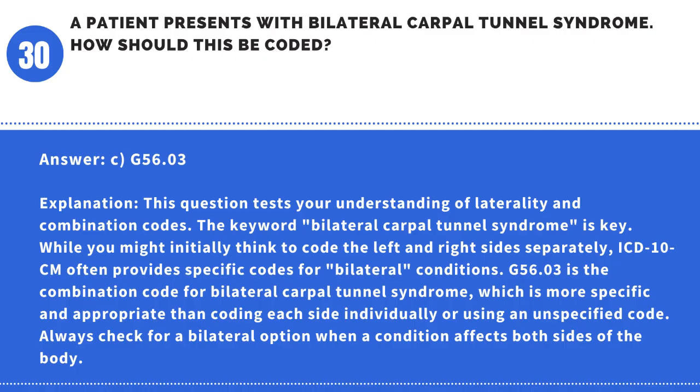G56.03. This question tests your understanding of laterality and combination codes. The keyword bilateral carpal tunnel syndrome is key. While you might initially think to code the left and right sides separately, ICD-10 often provides specific codes for bilateral conditions. G56.03 is the combination code for bilateral carpal tunnel syndrome, which is more specific and appropriate than coding each side individually or using an unspecified code. Always check for a bilateral option when a condition affects both sides of the body.